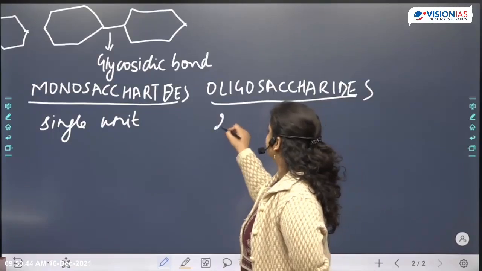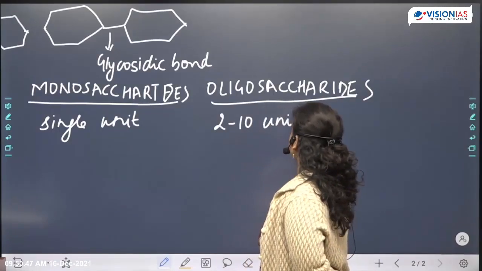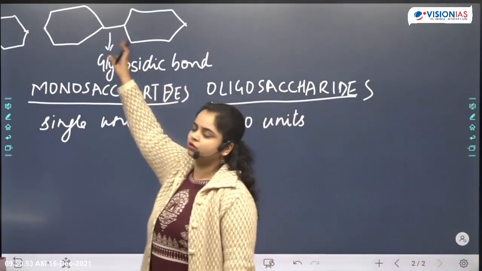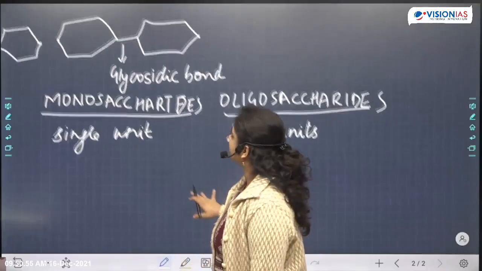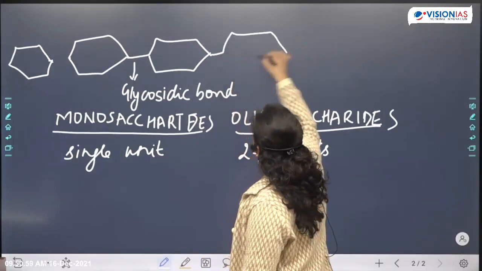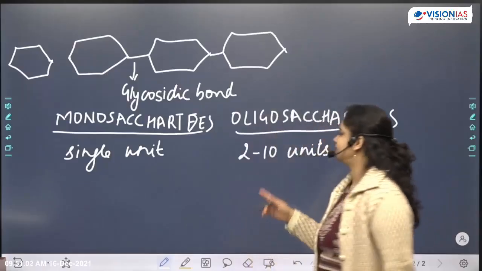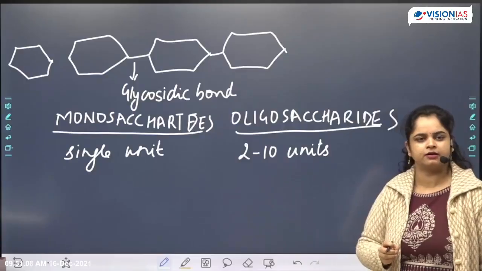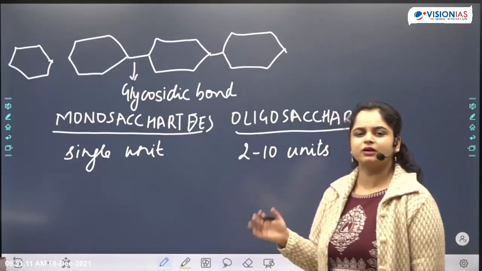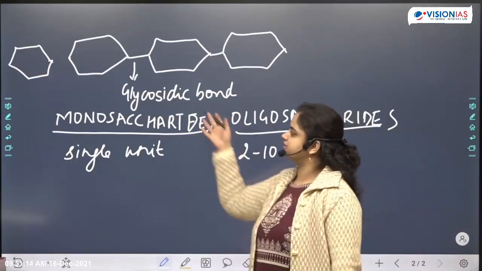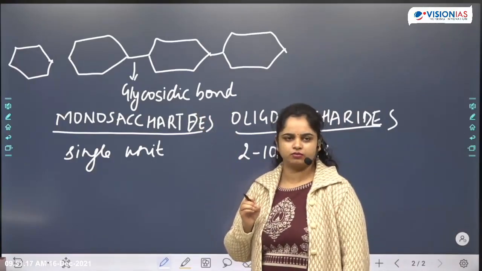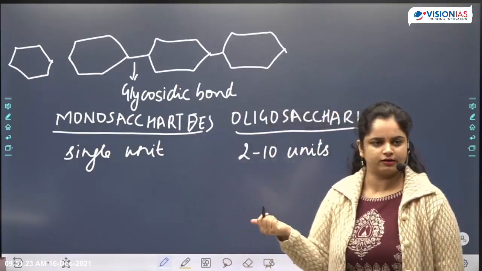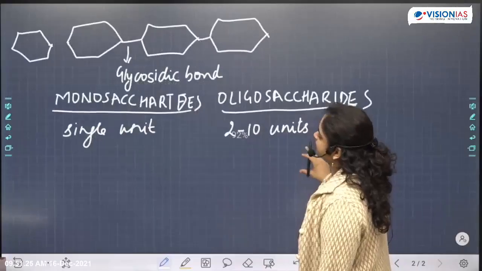Oligosaccharides will have 2 to 10 units. Here we have shown 2 units joining through a glycosidic bond, but this could be more than 2 also. So till the time we have 10 units, we are going to call this an oligosaccharide. Every time one unit joins to another unit, the bond which is there is the glycosidic bond. And this was a UPSC question also once, where they had simply asked what is the bond in carbohydrates. So the name of the bond is glycosidic bond.